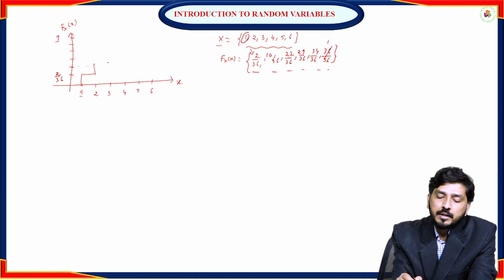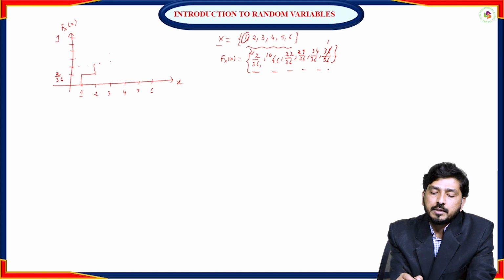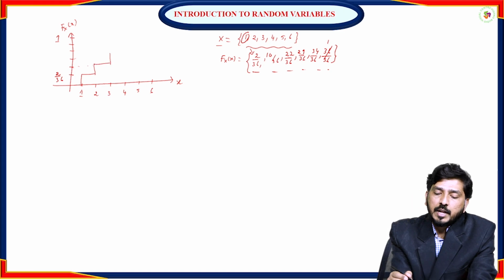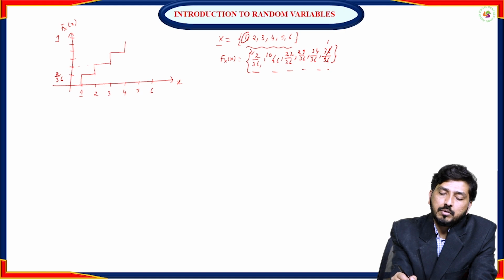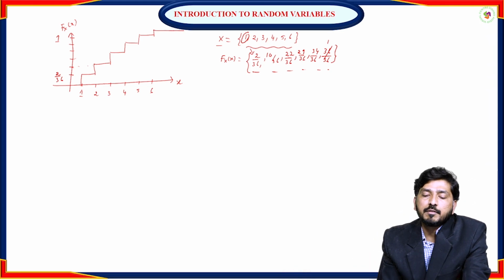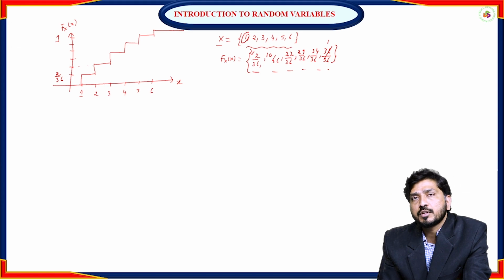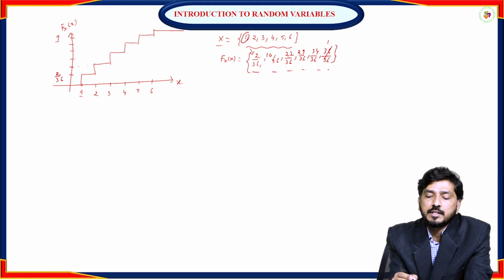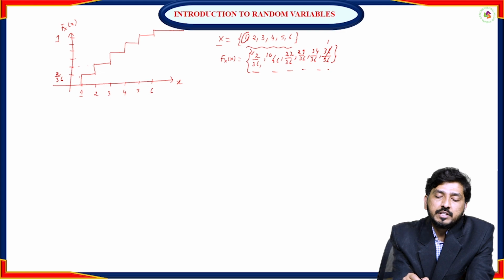Now at 3 the value is this one. What is that? 22 by 36. So like this you continue up to 6, where it is equal to 1 and it will be constant. If you look at the curve between the distribution function and the elements of the random variable, it is in the form of a staircase. Each step size gives the probability of the element.